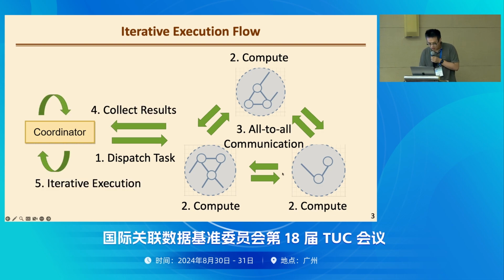Then, after the computation, the subgraphs must synchronize their updated vertex values to maintain consistency, which entails expensive communication. Finally, the coordinator gathers results from these subgraphs and decides whether to initiate computation in the next round. This iterative process continues until no further vertex updates can be made.